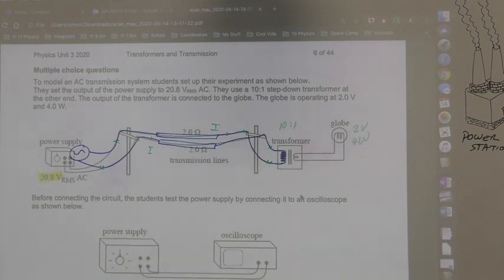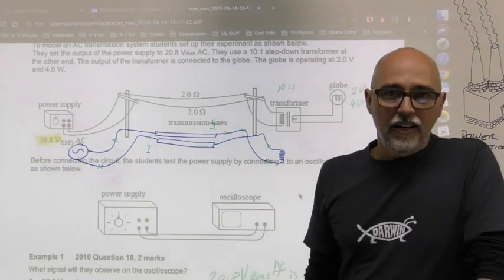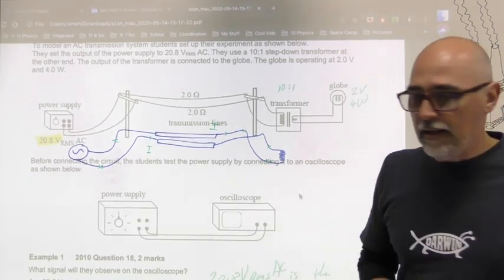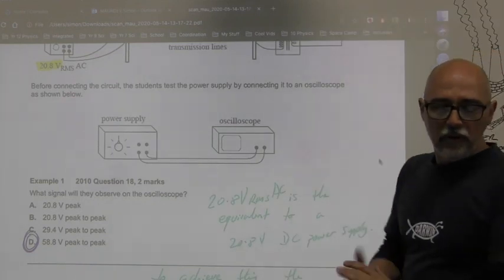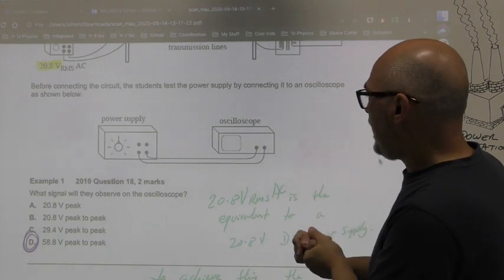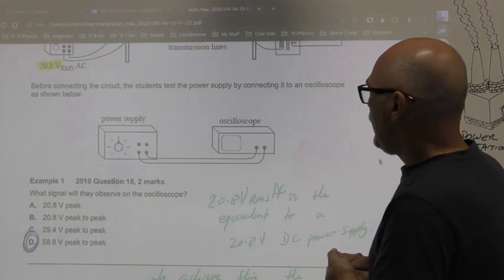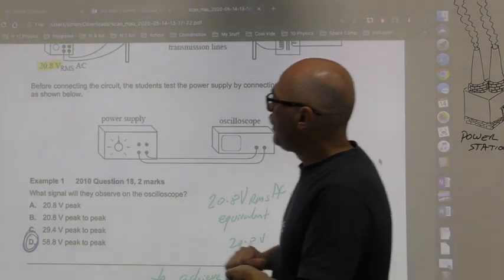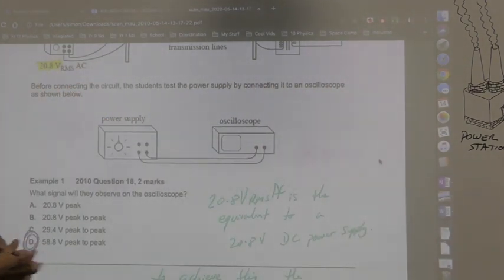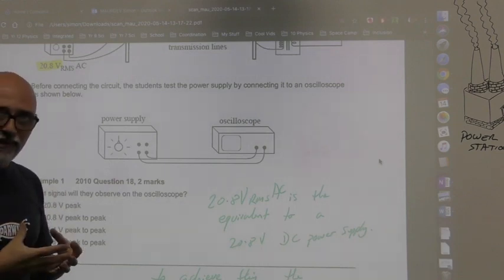Before connecting the circuit, the student tests the power supply by connecting it to an oscilloscope as shown below. I've shown you what an oscilloscope already looks like, so we don't need to go into that again. What signal will be observed? What signal will they observe on the oscilloscope? So, the oscilloscope says 20.8 volts RMS, but the oscilloscope is going to give you what the actual graph looks like, okay?